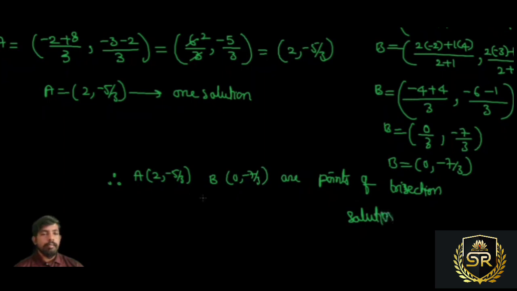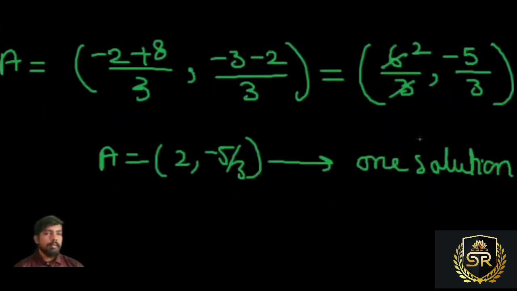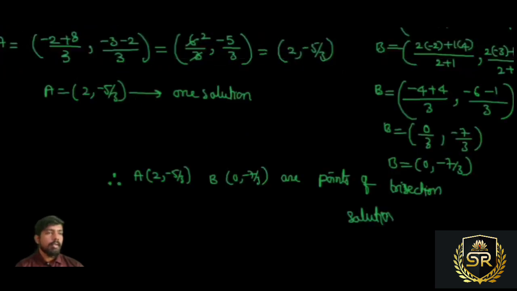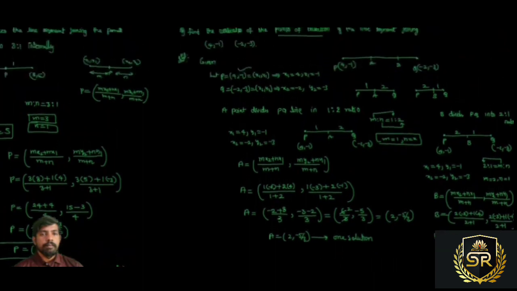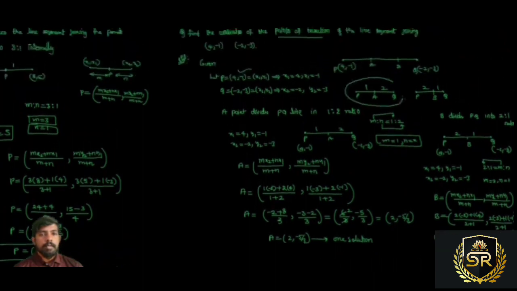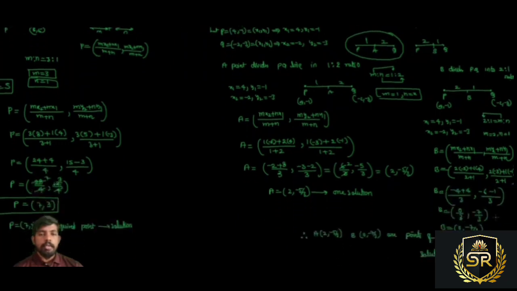That's all. Clear? Now let me zoom. See carefully. First we did this part. Here the m n values changed and remaining all are the same. Just we substituted, we got the A value, and similarly we got the B value. So both these points are points of trisection.